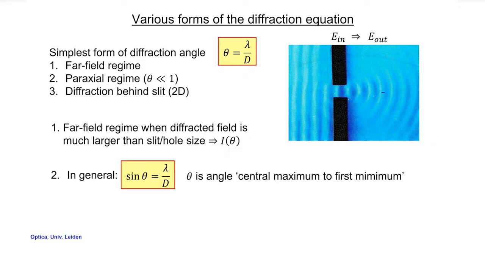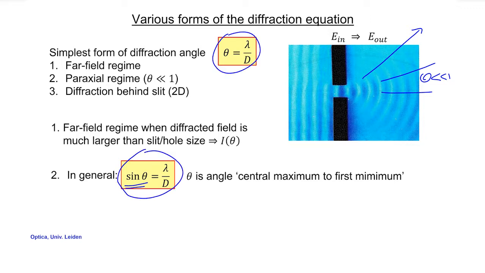The second criterion is that the angles involved should be much smaller than 1. You have to be in the paraxial regime. If you're not in the paraxial regime, so if these angles become bigger, then the actual equation is not theta is lambda over d, but sine theta is lambda over d. And with this angle theta, given by this expression, we mean the angle between the central maximum, so the straight through ray, and the first minimum in the diffraction pattern.